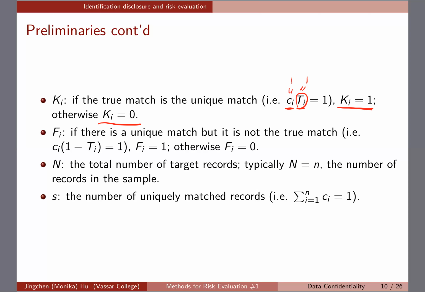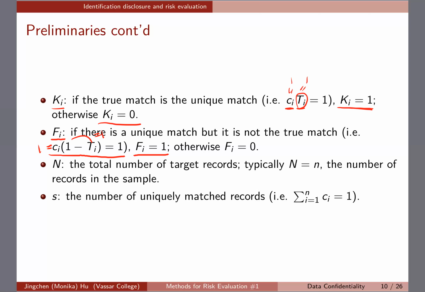And then we also think about the false match. What the false match is going to show you soon is that there might be many records that are uniquely matched, but the unique match might not be the true match. So in some way, we want this Fi to be as large as we can. First, let's see how we define Fi. Fi equals 1 if Ci times 1 minus Ti equals 1. What does that mean? Ci will have to be 1, and then 1 minus Ti will have to be 1 as well. You only have 1 times 1 equals 1. So when Ci equals 1, we know that there is a unique match. And 1 minus Ti equals 1 means Ti has to equal 0, meaning that for this record i, there is only 1 match, but that unique match is not the true match.